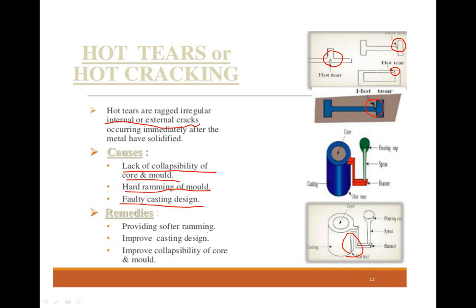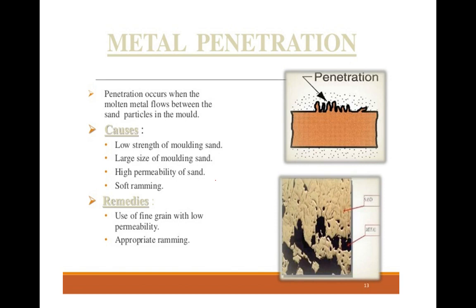So what are the remedies? Carry out softer ramming, break the sand particles properly. Improve casting design and improve collapsibility. So these are the various remedies to be followed. Then you are able to avoid hot tears in the casting.